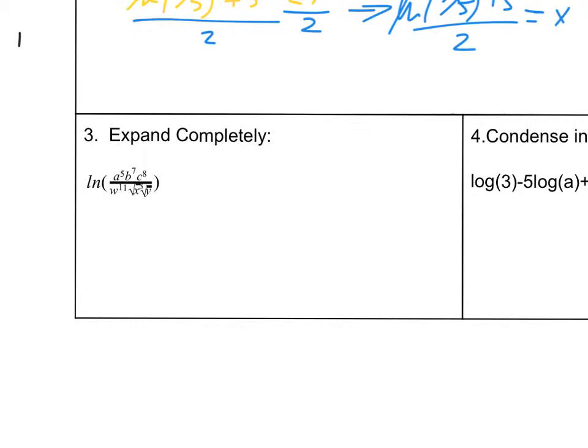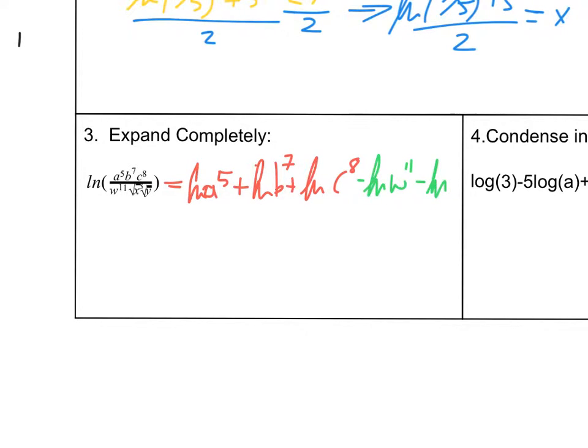So I'm going to break that up first by just separating those out. So we get ln of a to the 5th plus ln b to the 7 plus ln c to the 8th minus ln w to the 11th minus ln square root x minus ln cube root y.